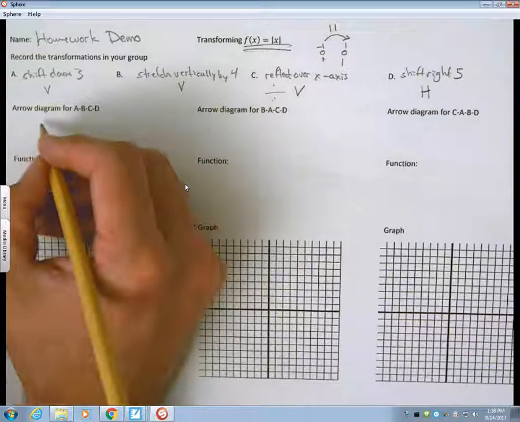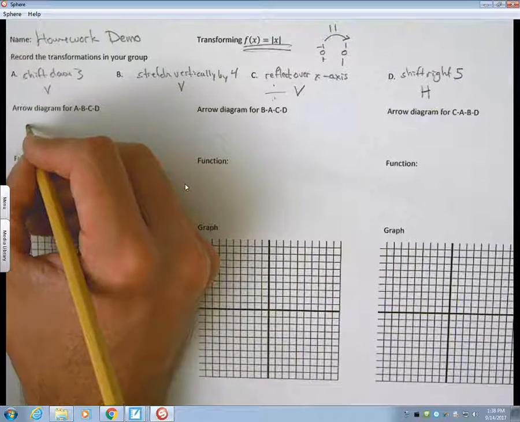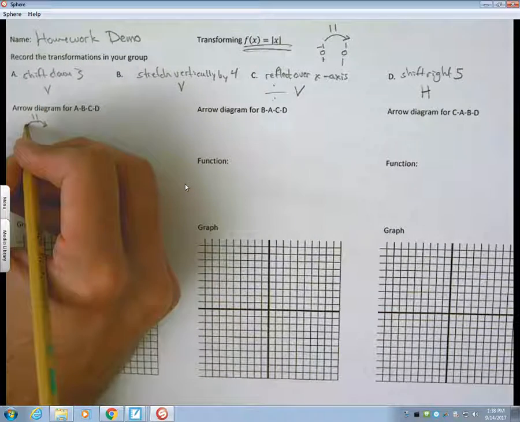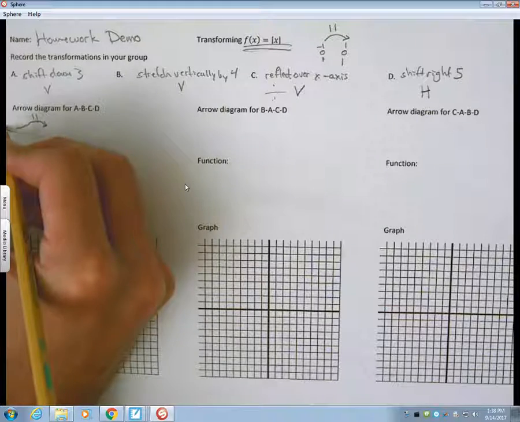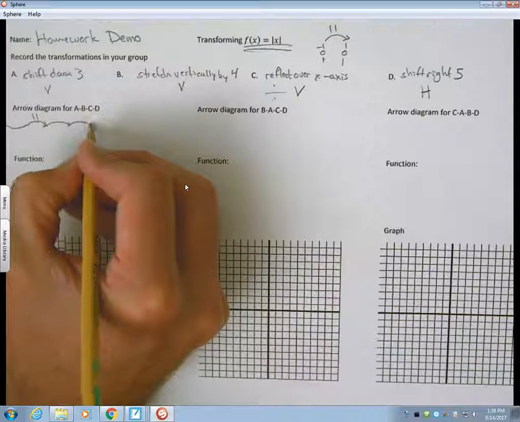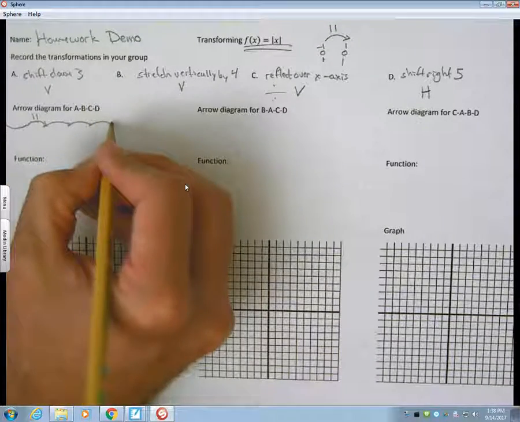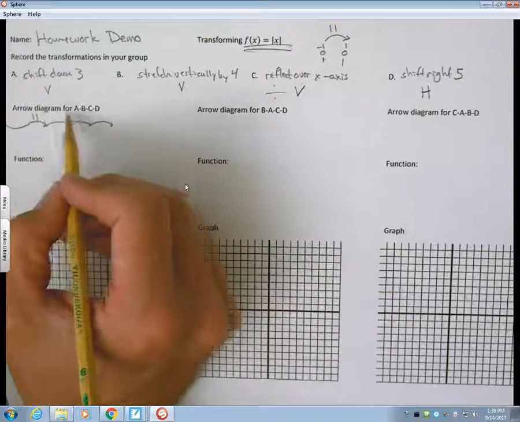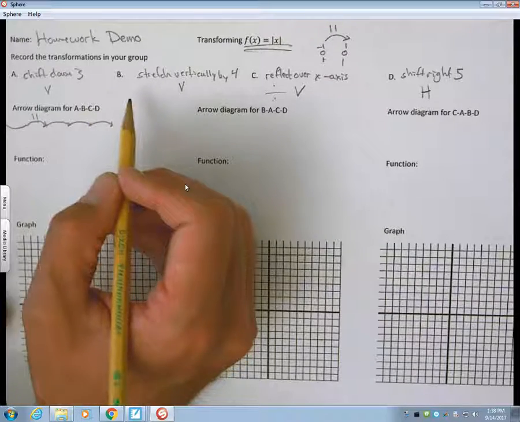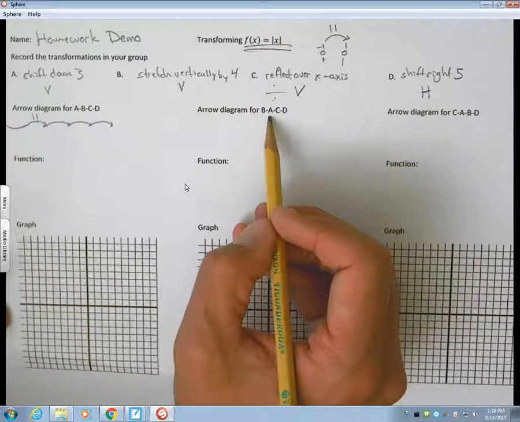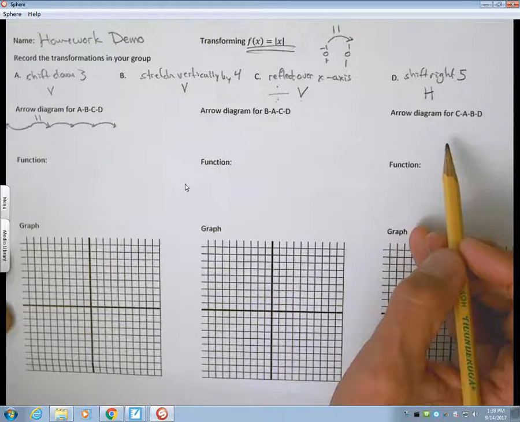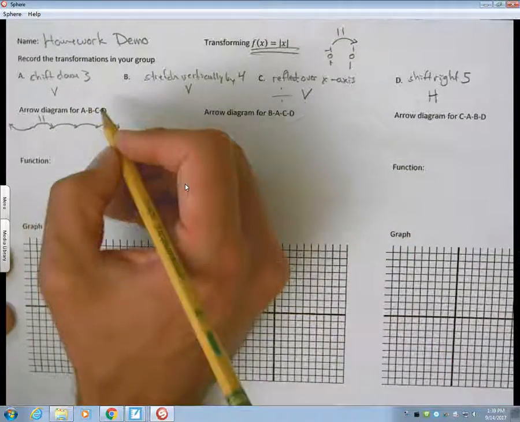So I'll leave a little bit more room to the right than to the left and put my parent function in here. And then I need 1 arrow coming this way for the horizontal, and I need 3 arrows going this way for the vertical. An arrow diagram for A, B, C, D means do A first, then B, then C, then D. You'll see for other problems I've scrambled those around so that you'll do them in a different order. Sometimes that will change things, sometimes it won't. But that's all part of learning this and figuring out what's important.